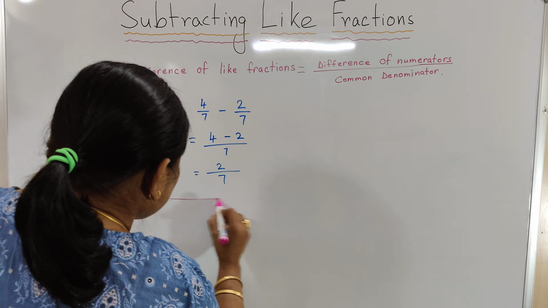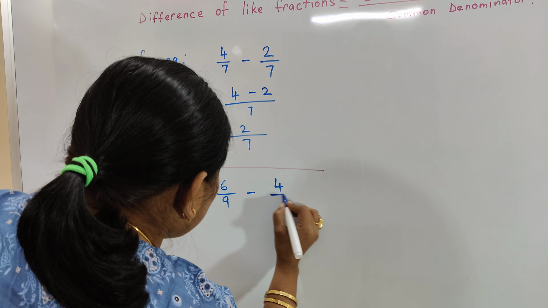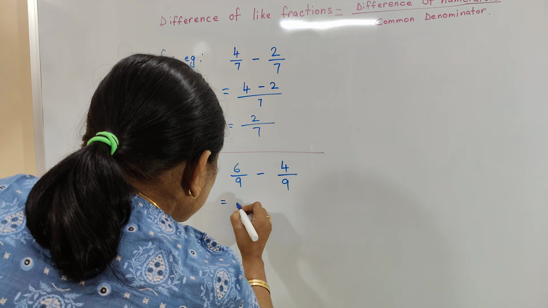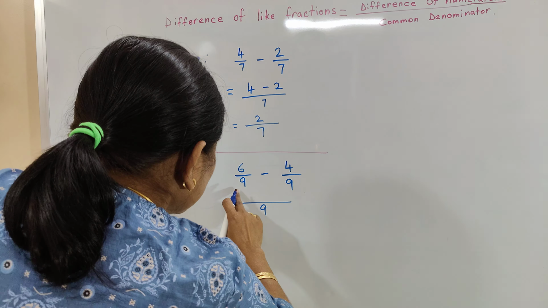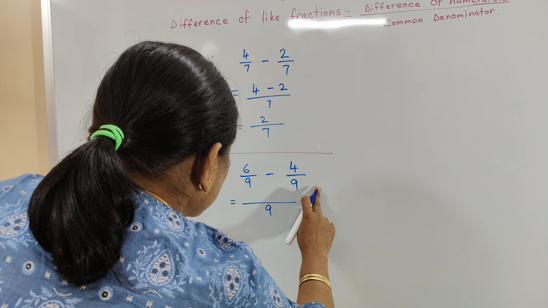Let's do another example. 6 by 9 minus 4 by 9. In 6 by 9 and 4 by 9, the common denominator is 9. The 9 is the common denominator because these are like fractions.